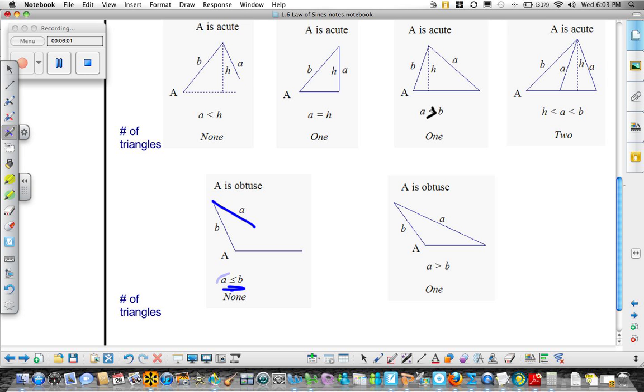The other possibility is if A is greater than B, and that's what we're looking for. If A is greater than B and angle A is obtuse, wonderful. There's only one solution possible. We're going to use the law of sines to proceed and solve the triangle.